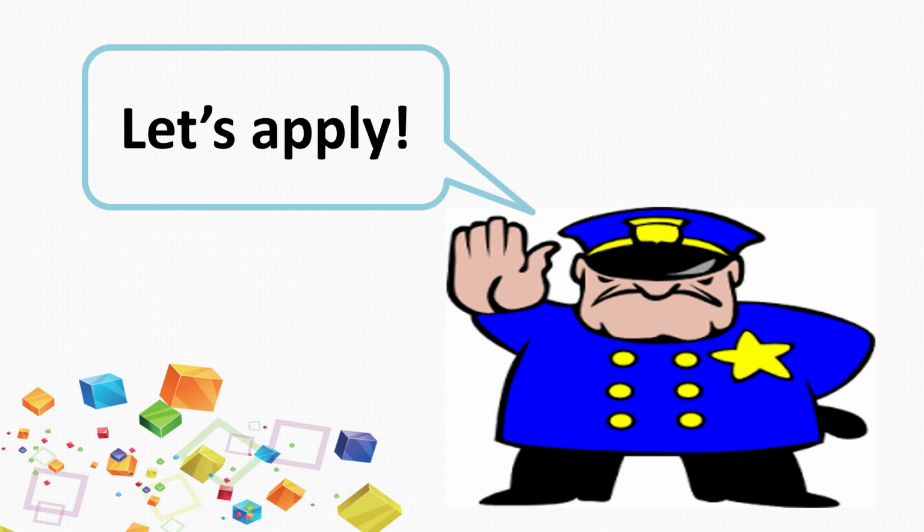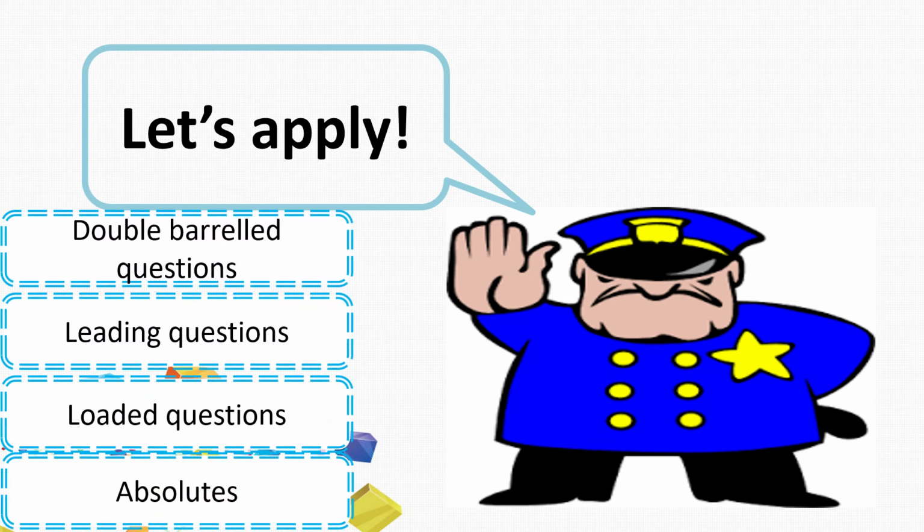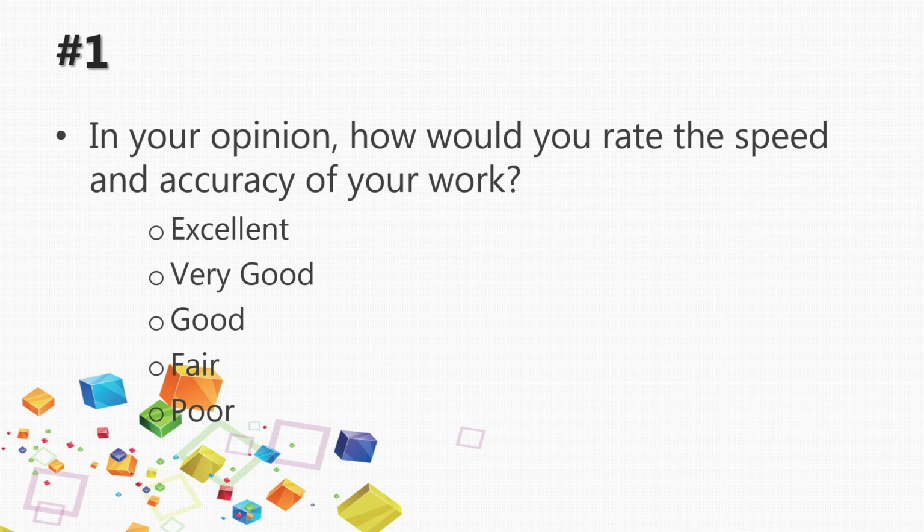So those are the common survey mistakes. So let's apply. Okay, double-barreled, leading, loaded, and absolutes. In case of double-barreled questions, for example, in your opinion, how would you rate the speed and accuracy of your work? Because this is a double-barreled question, you may ask a different question asking them to evaluate the speed, and then a different question asking them to evaluate the accuracy of their work.